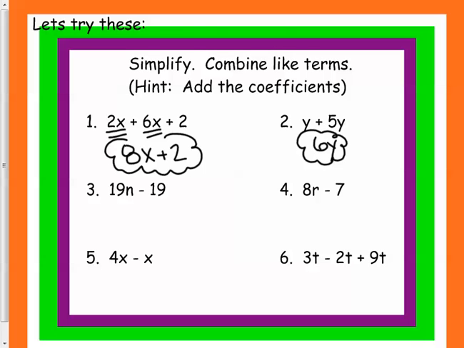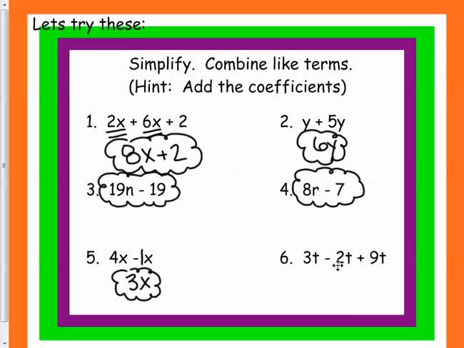Okay, in the next one, neither of these have anything to be combined with. So I leave it 19n minus 19. Same thing with the 8r minus 7. There's nothing to do here because he's an integer and he is an r. So I leave it 8r minus 7. Down here, however, I can think of this as being like a 1x. So if I have 4x's and I take 1 away, I'm left with 3x's.